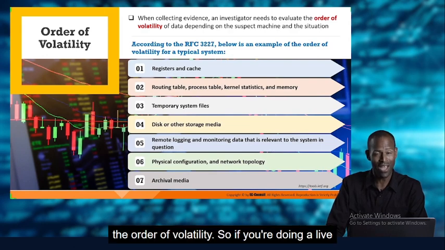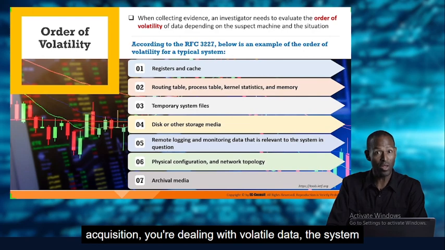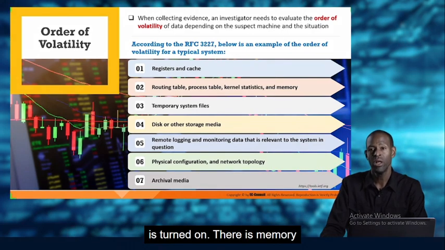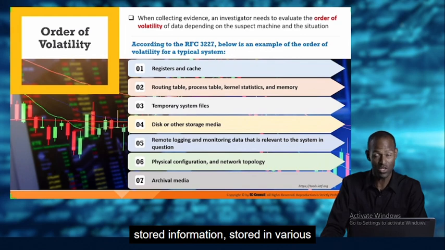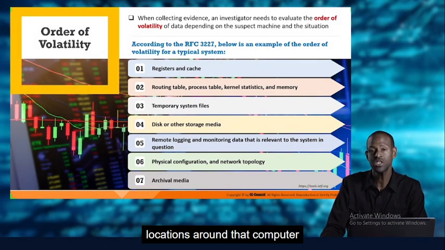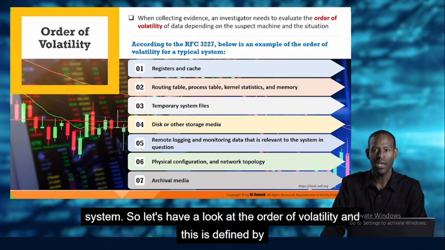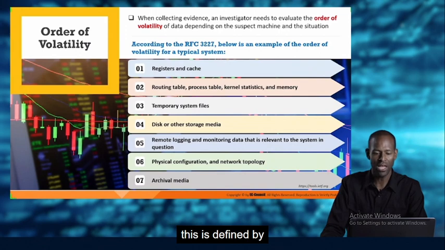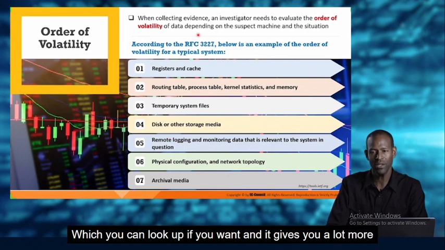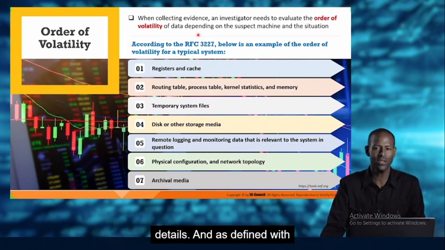So if you're doing a live acquisition, you're dealing with volatile data. The system is turned on. There is memory stored, information stored in various locations around that computer system. So let's have a look at the order of volatility. And this is defined by RFC 3227, which you can look up if you want, and it gives you a lot more details.